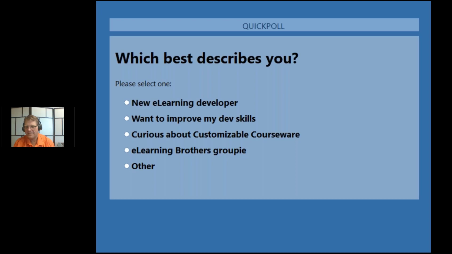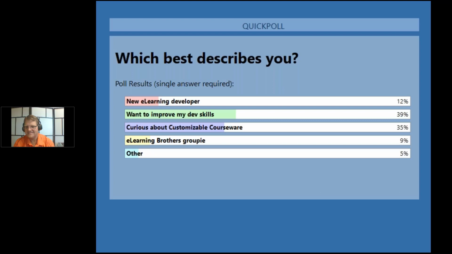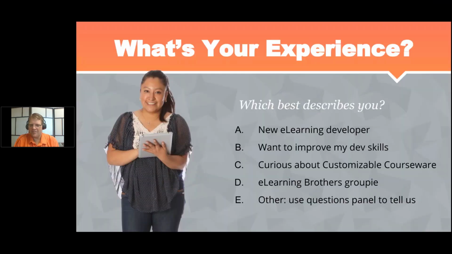Those votes are still coming in. I'll give you guys 3 more seconds. If you want to participate, last chance. 3, 2, 1. And here's those results. So yeah, we got a lot of people here that want to improve their development skills, and a lot of people that are curious about customizable courseware. Good. Well, then we're hitting the right audience, and those who are our eLearning Brothers groupies will, I'm sure, get something out of this as well.